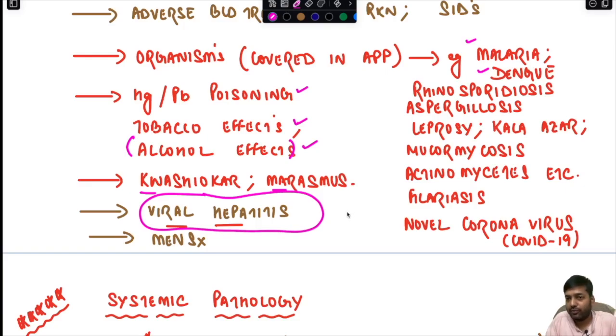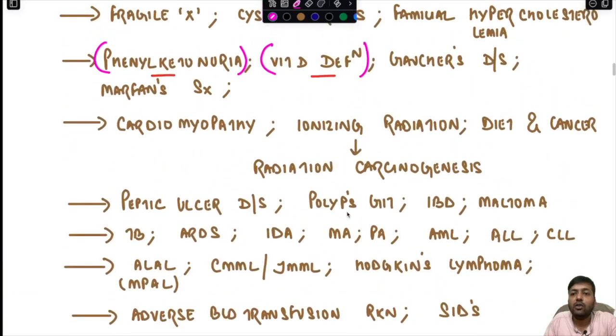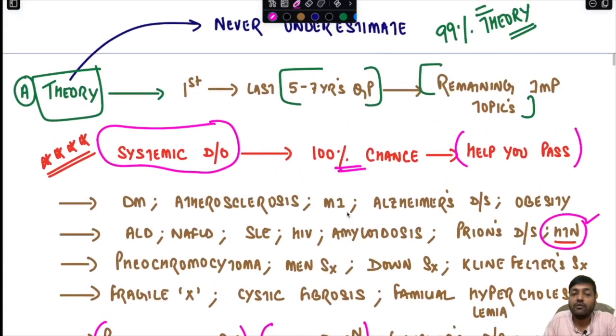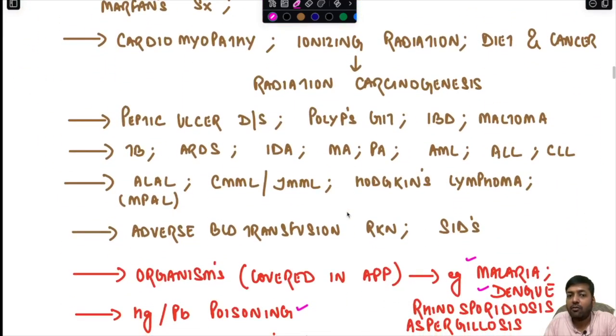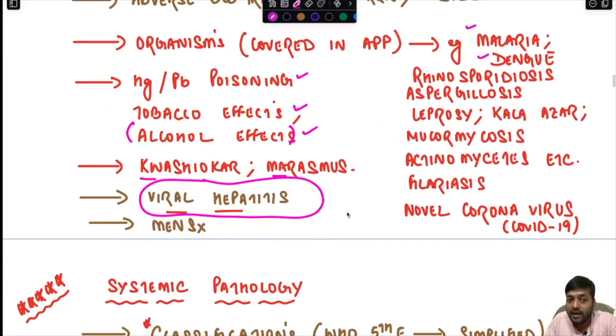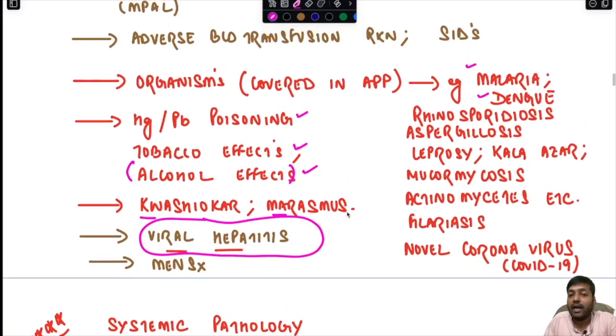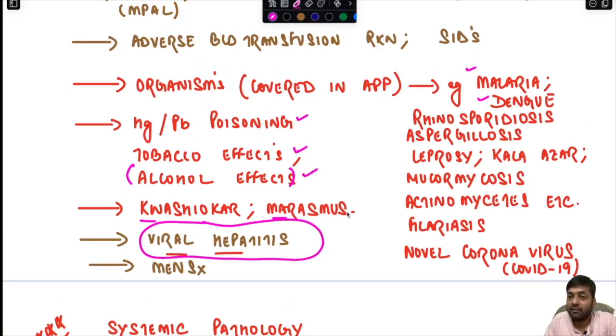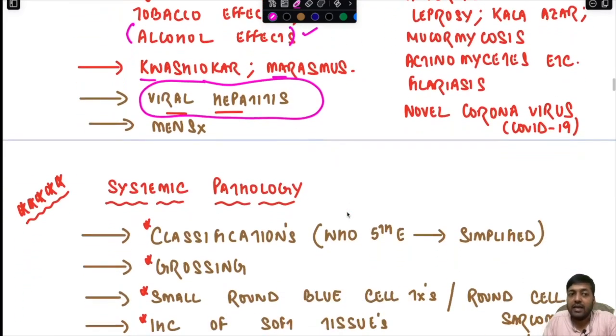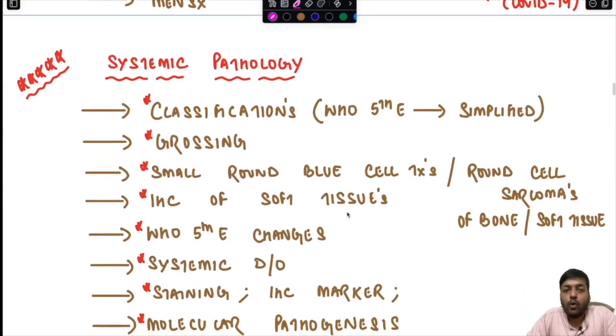Men's syndrome also. So these are the different questions from the systemic disorders, which are very high-yield questions which will help you to pass. You cannot afford to miss them. And the ones which are underlined in red are actually not mentioned, so please cover them. And the ones which are written in red are also not mentioned, so please cover them. Now I am going to come to the systemic pathology questions.